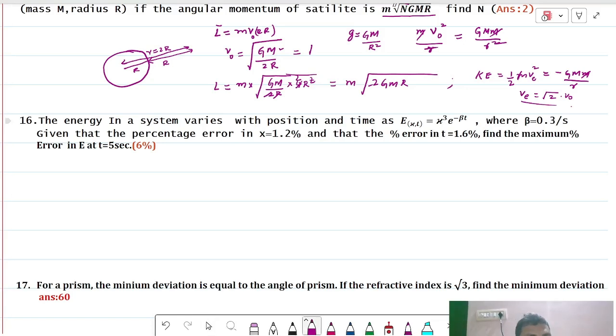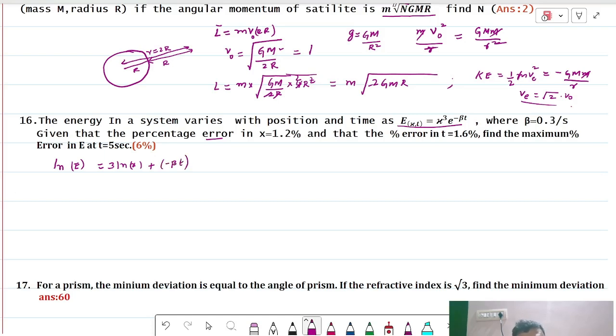Now coming to the next question. The energy in the system varies with position, with beta equal to 0.3 given, and we need the percentage error. So we have to find the relation dE by E. E is there, so when we differentiate E the same E will come. So I will change E into log: apply log on both sides. Ln E is equal to 3 ln x, and since log of A into B is equal to log A plus log B, we get 3 ln x plus, minus beta t will come here.